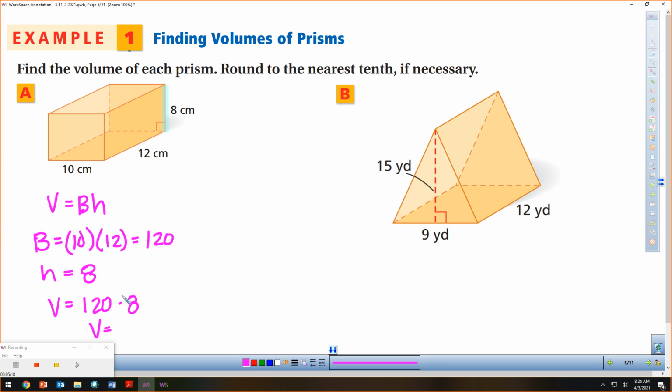is equal to 960, and then it's units, which is centimeters cubed. So volume is cubed. Area was squared, volume is cubed.